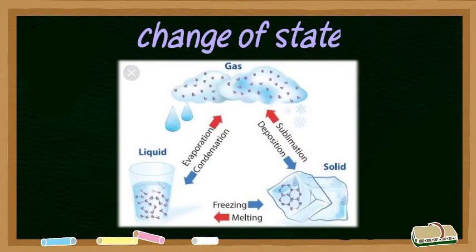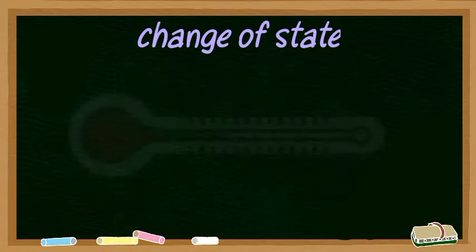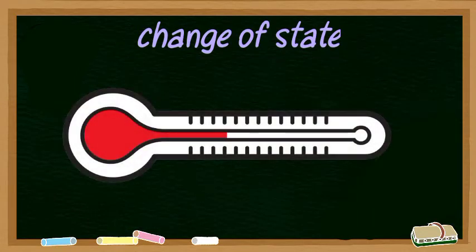Ice changes into water, and water changes into water vapor on heating. Similarly, water vapor changes into water, and water changes into ice on cooling. During the change of state, the temperature remains constant. Let's discuss the phenomena involved in the change of state.